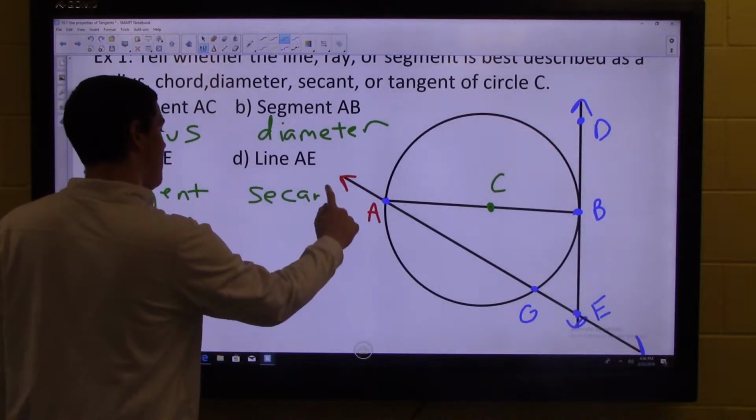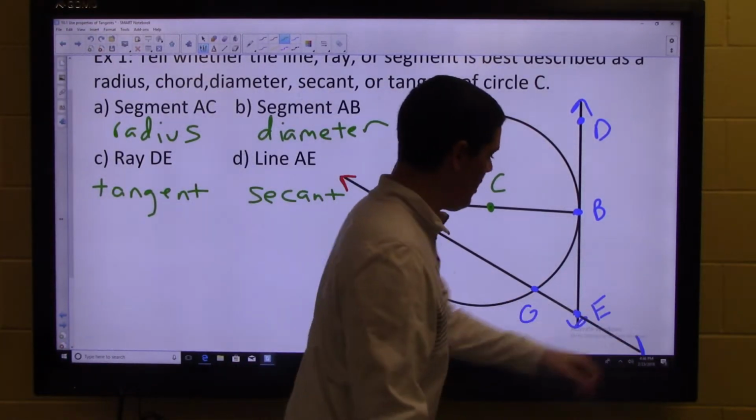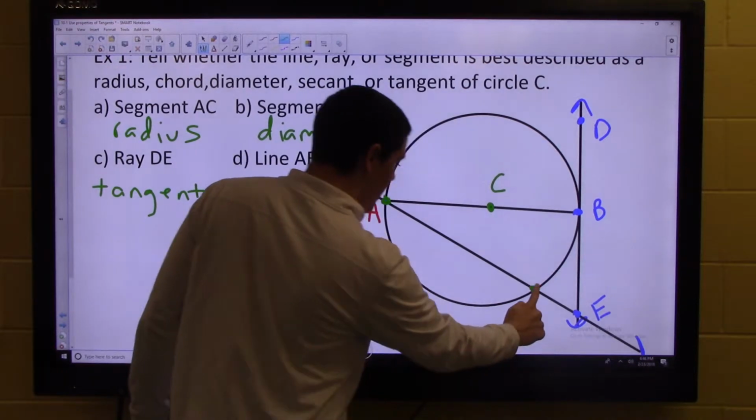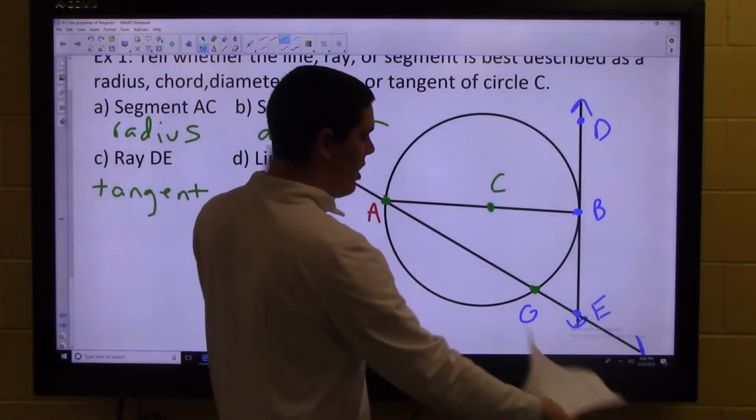Now, a common mistake that people make is they mix up a secant and a chord. Guys, a secant is a line that's going to keep going. If we talked about just the segment from A to G, that's going to be a chord. But if you extend that and talk about a line, that's a secant.